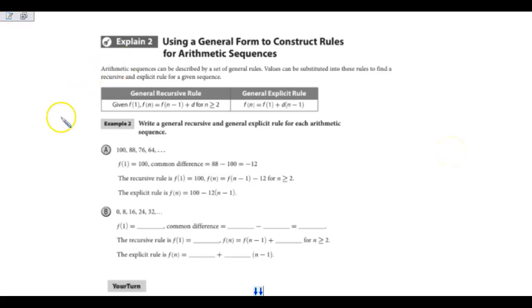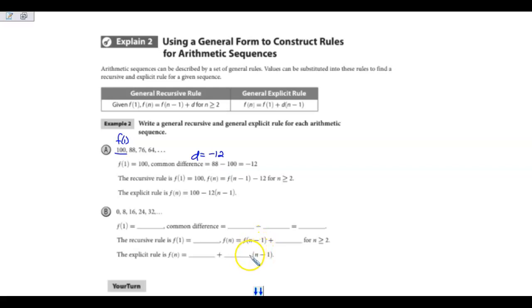So we have a sequence of 100, 88, 76, and 64. Our first term is 100, and we're going to find the common difference by taking 88 minus 100. We're going to get negative 12. 76 minus 88 gives us negative 12, and 64 minus 76 gives us negative 12. So our common difference, or d, is negative 12.